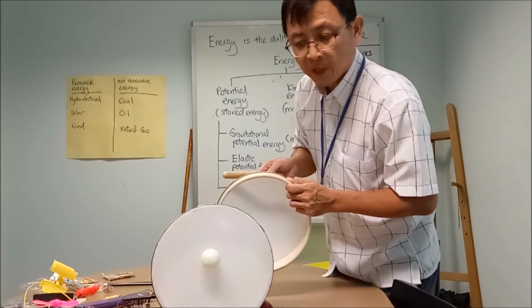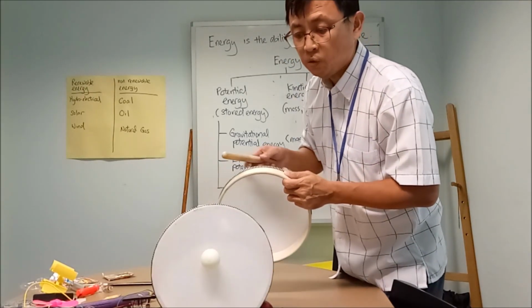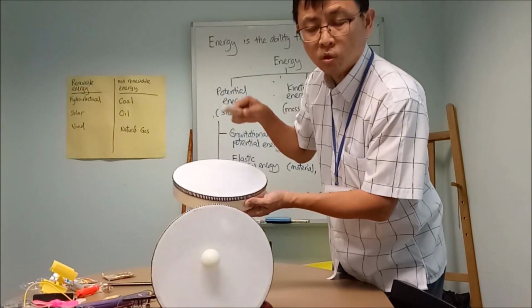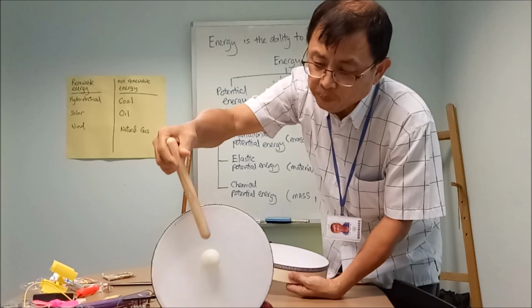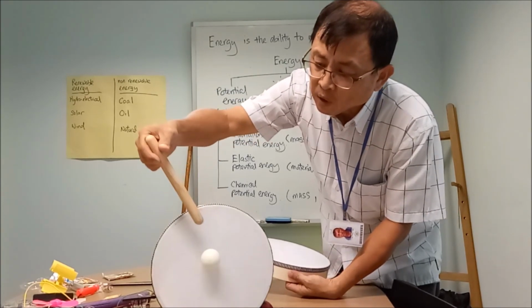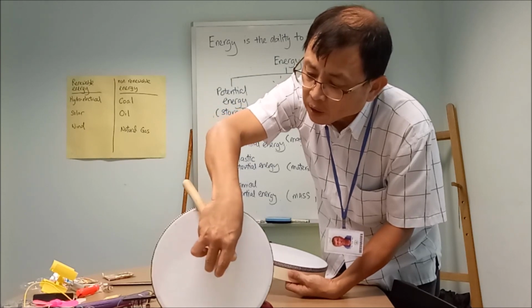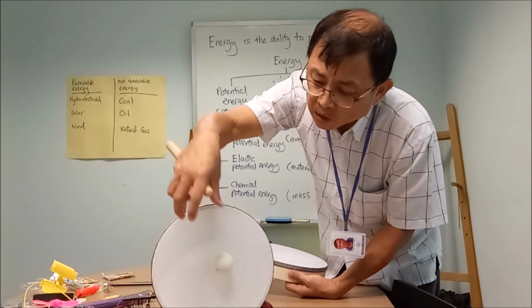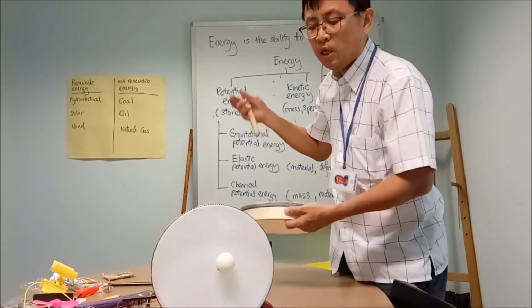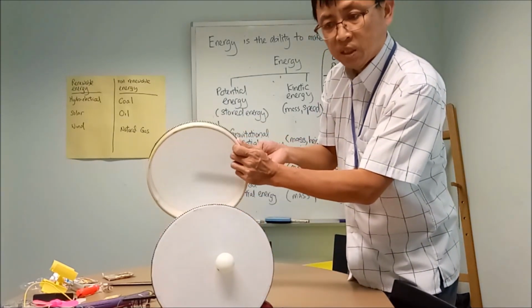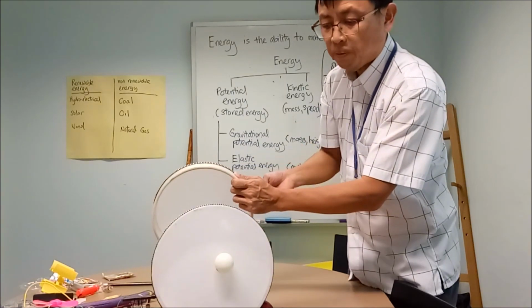Let's see. Okay, to prove that sound is also a form of energy, what we have here is two drums. Now this drum, we have a ping pong ball tied to the center by a string. Right? Then as we know, sound is a form of energy. Energy can make things move. So what we are going to do is create sound here and see what happens to the ping pong ball. Let's go.